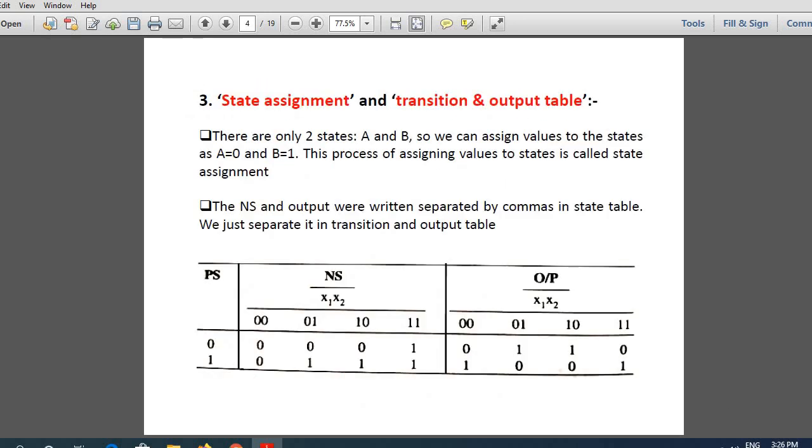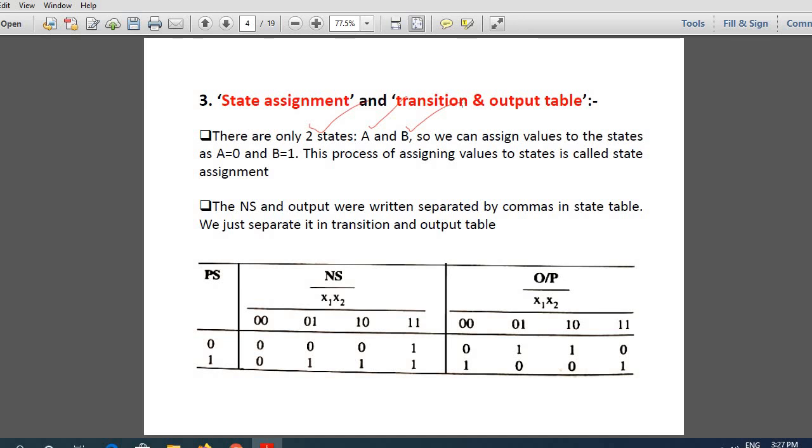Now, what is the next step? The next step is state assignment and forming the transition and output table. You know that there are two states, A and B, for this case. Since only two states are there, you can tell A is equal to 0 and B is equal to 1. This is how you assign values to the states, and this process is called state assignment.